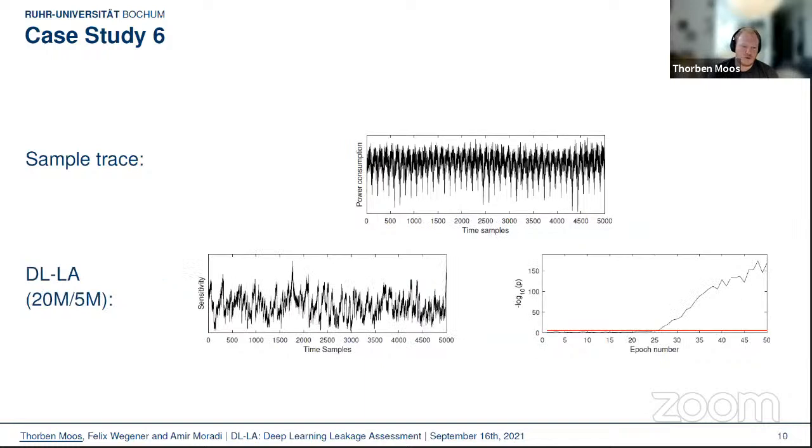The deep neural networks, on the other hand, do all that work for you automatically. Here we have trained it on 20 million traces and validate its classification ability on further 5 million traces. And we can see that after 25 epochs, the detection threshold is overcome and a pretty high confidence is reached after 50 epochs.